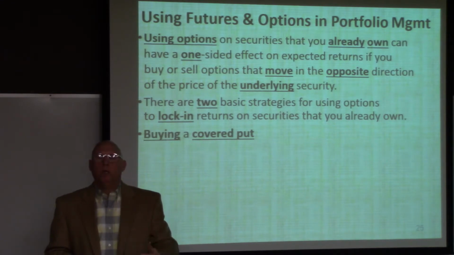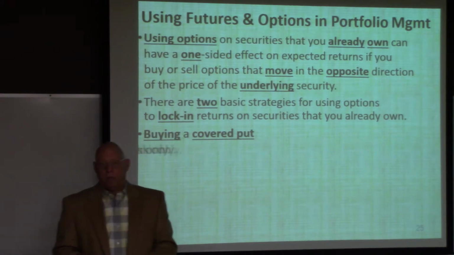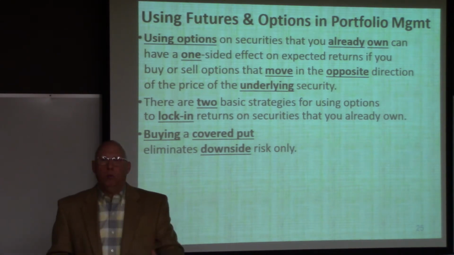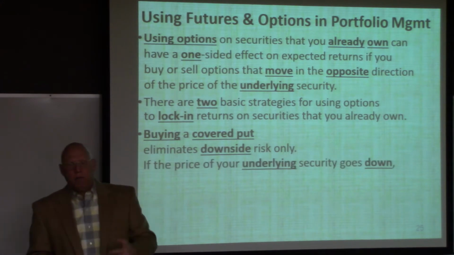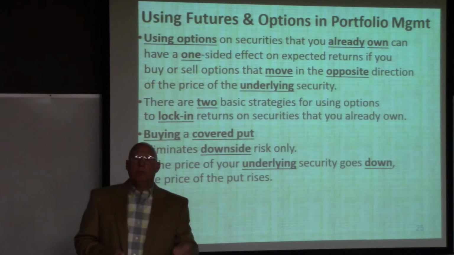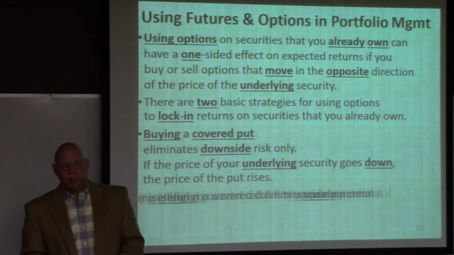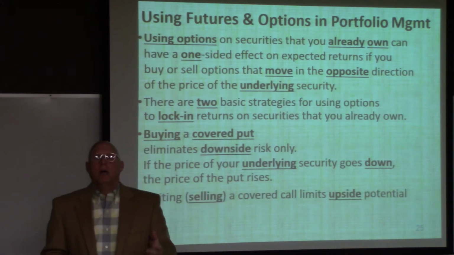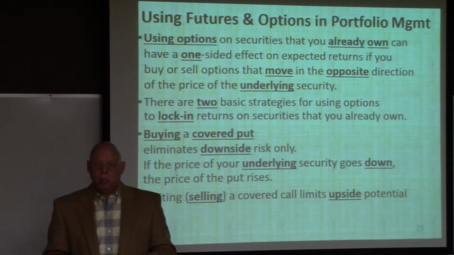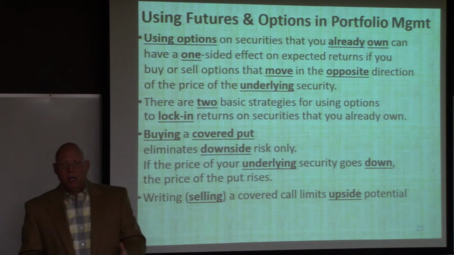Two basic strategies for using options to lock in returns on securities you already own include buying a covered put. Covered means you already own the underlying security, like a stock. Buying this put will eliminate downside risk. It will not amplify returns, it will lock in returns. If the price of your underlying security goes down, the price of the put goes up. This locks in returns.